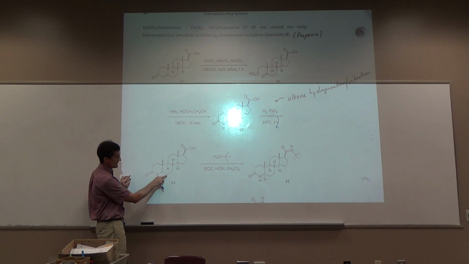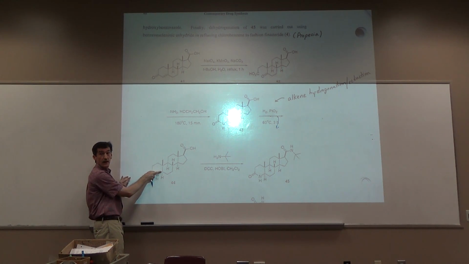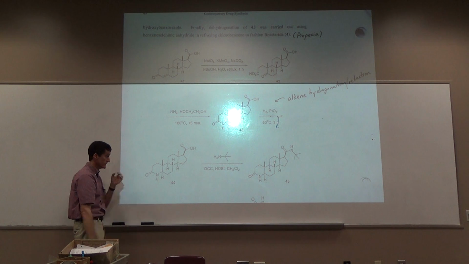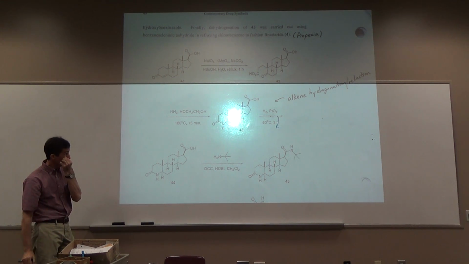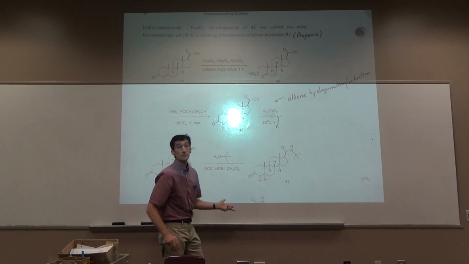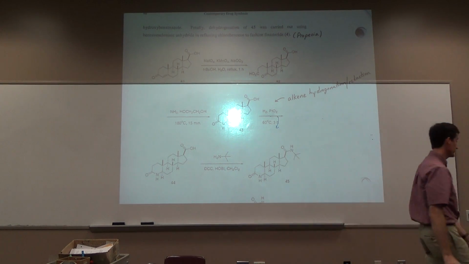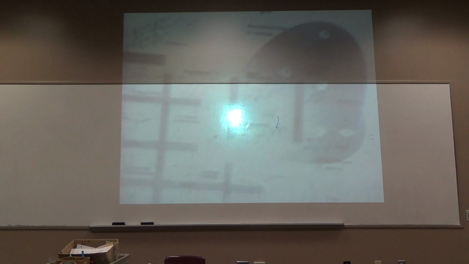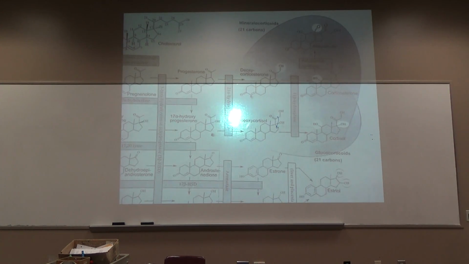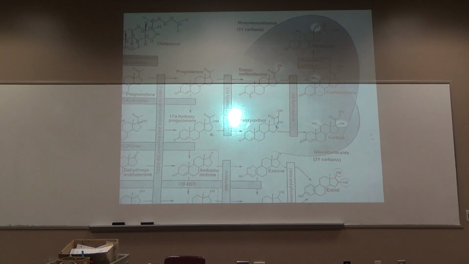One of them they drew in. There's another new one here. The reason they drew it in is because that carbon is chiral, and we need to illustrate some stereochemistry, potentially. There's an example of a hydrogenation in the synthesis of Propecia. There's also hydrogenations in the body.